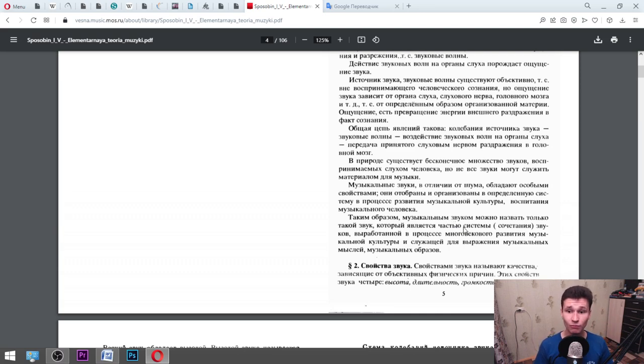Таким образом, музыкальным звуком можно назвать только такой звук, который является частью системы, сочетания звуков, выработанной в процессе многовекового развития музыкальной культуры. Многовекового. It means many centuries. Многовекового развития музыкальной культуры и служащий для выражения музыкальных мыслей, музыкальных образов. Let's translate it. Huge sentence.